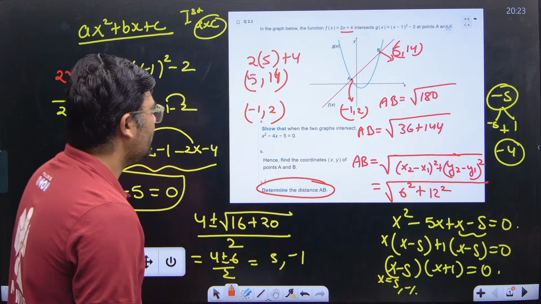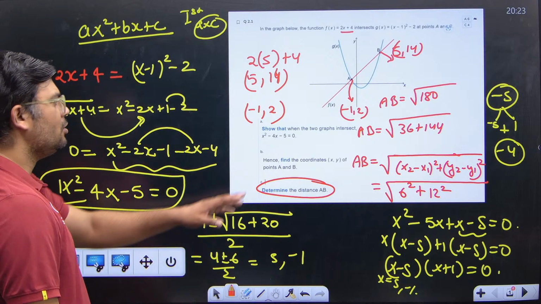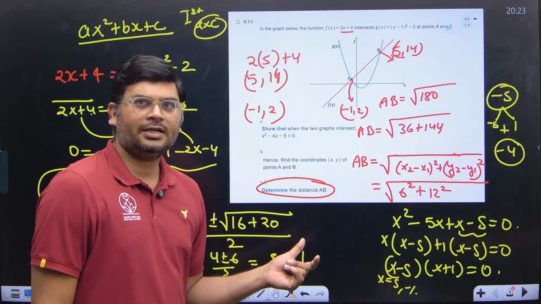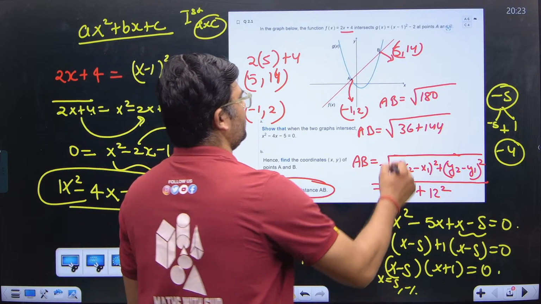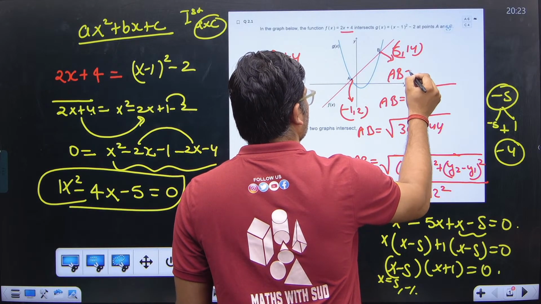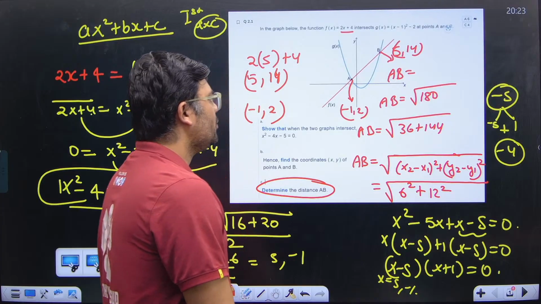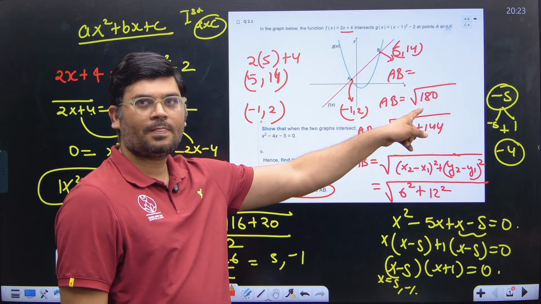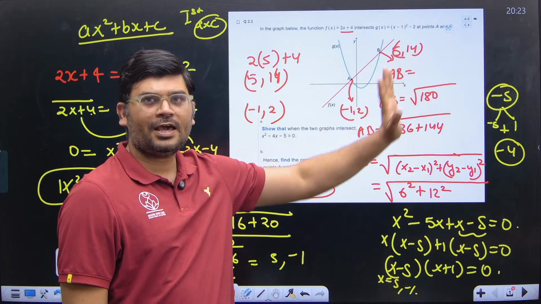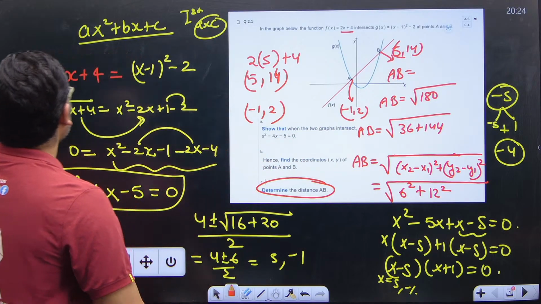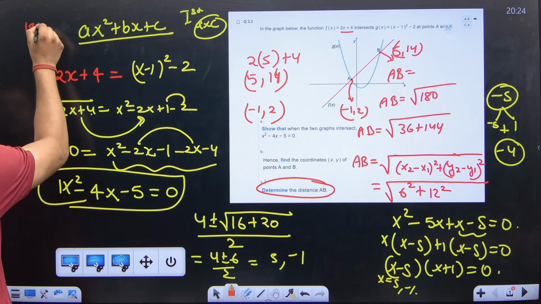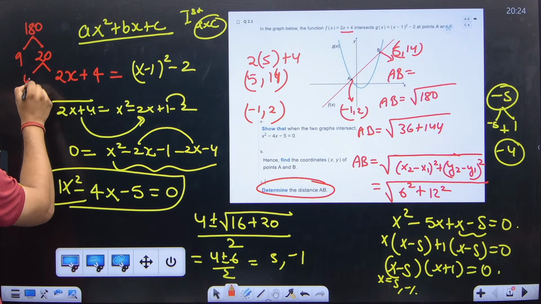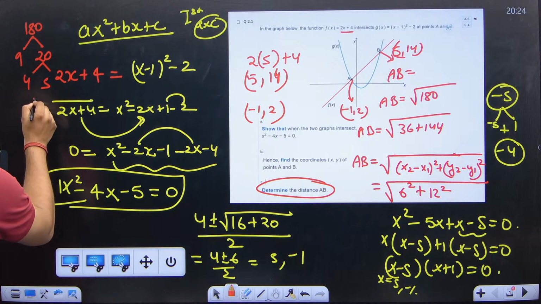Okay, now 180 is not the final answer that you should write. You should write it in an understandable form. So you have to simplify this. You can write this as 36 into 5, since 36 into 5 is 180. If you do the prime factorization of 180, you can write it like this: 9 into 20, and 20 can be written as 4 into 5. Are you getting it?